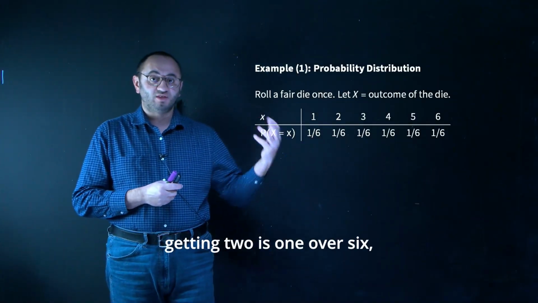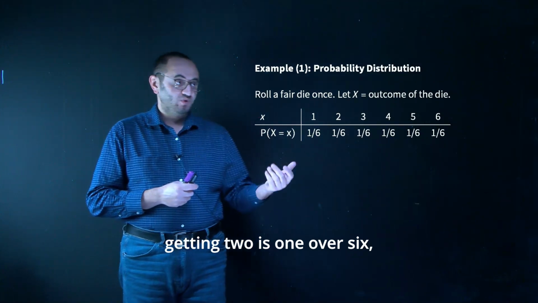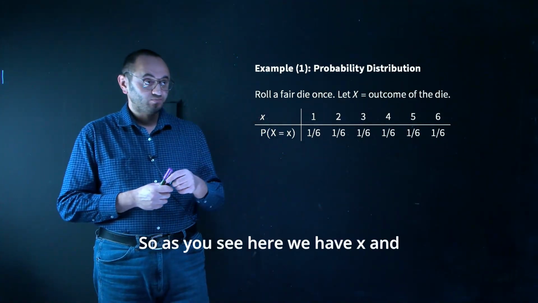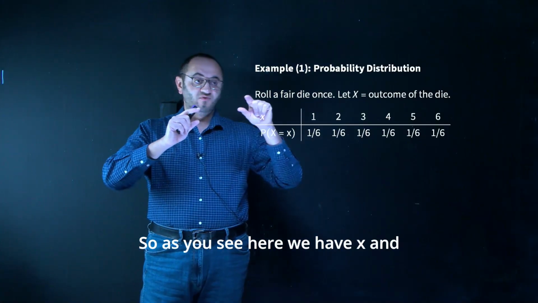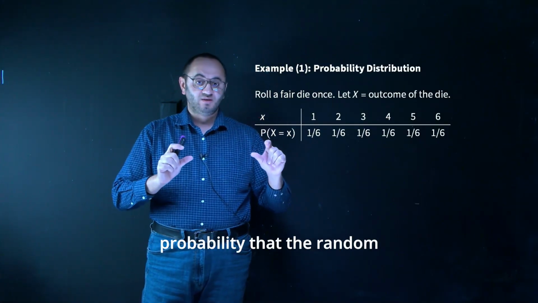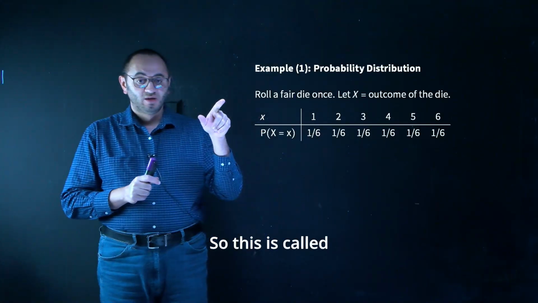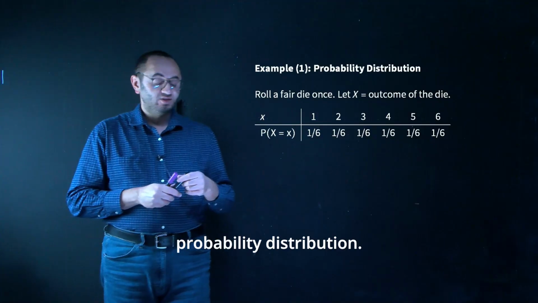Similarly, probability of getting 2 is 1 over 6. Probability of getting 3 is 1 over 6. So as you see here, we have x and the probability that the random variable X equals a small x. So this is called a probability distribution.